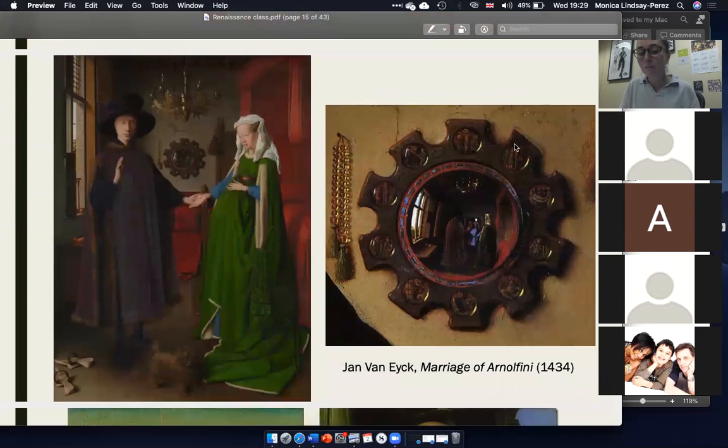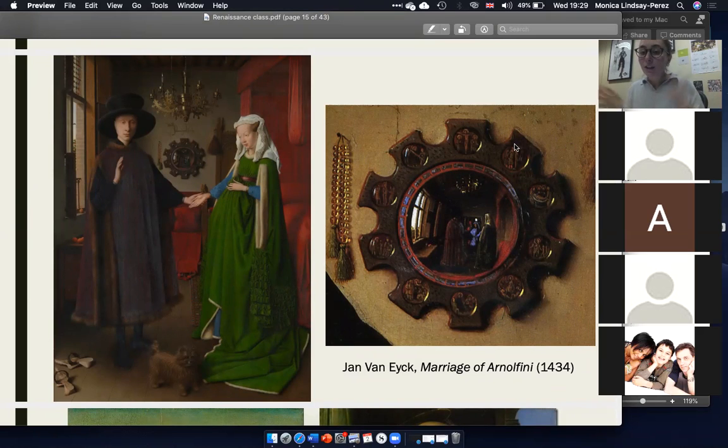This is the painting by Van Eyck that we've studied before in the portraiture class, which is the very famous Marriage of Arnolfini in the National Gallery. And the detail in this painting is just unreal, and it's so Northern Renaissance in that sense. The mirror even has scenes from the Passion of Christ around it. Everything is a symbol: the oranges, the shoes, the dog, the materials.